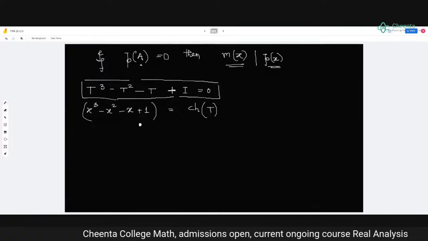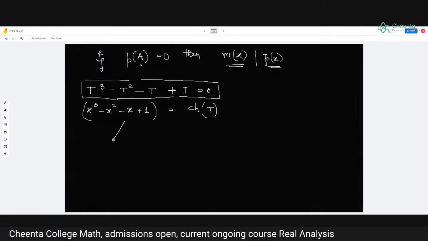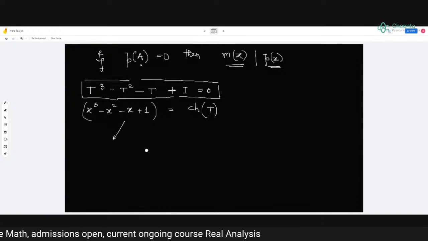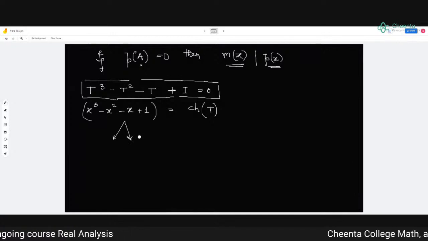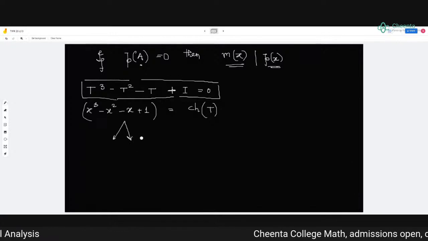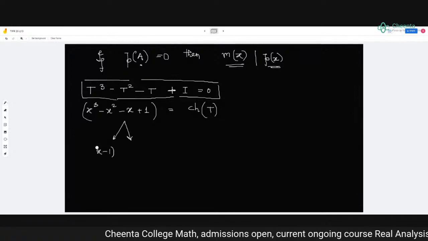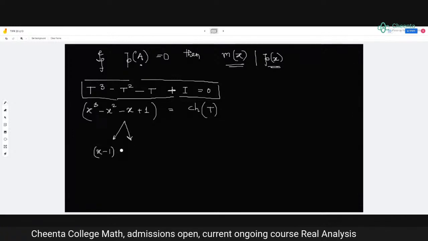So if this is the characteristic polynomial, then you can factorize it. If you factorize it, then you will see that you get x minus 1 whole square into x plus 1.